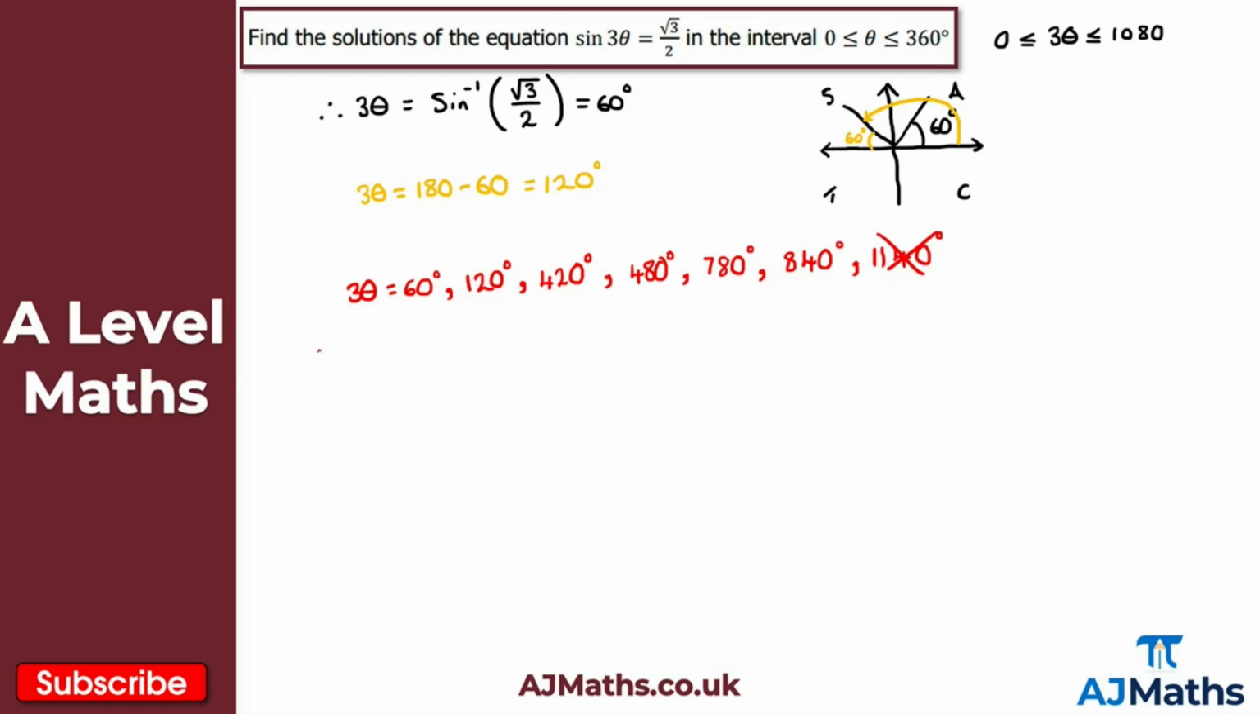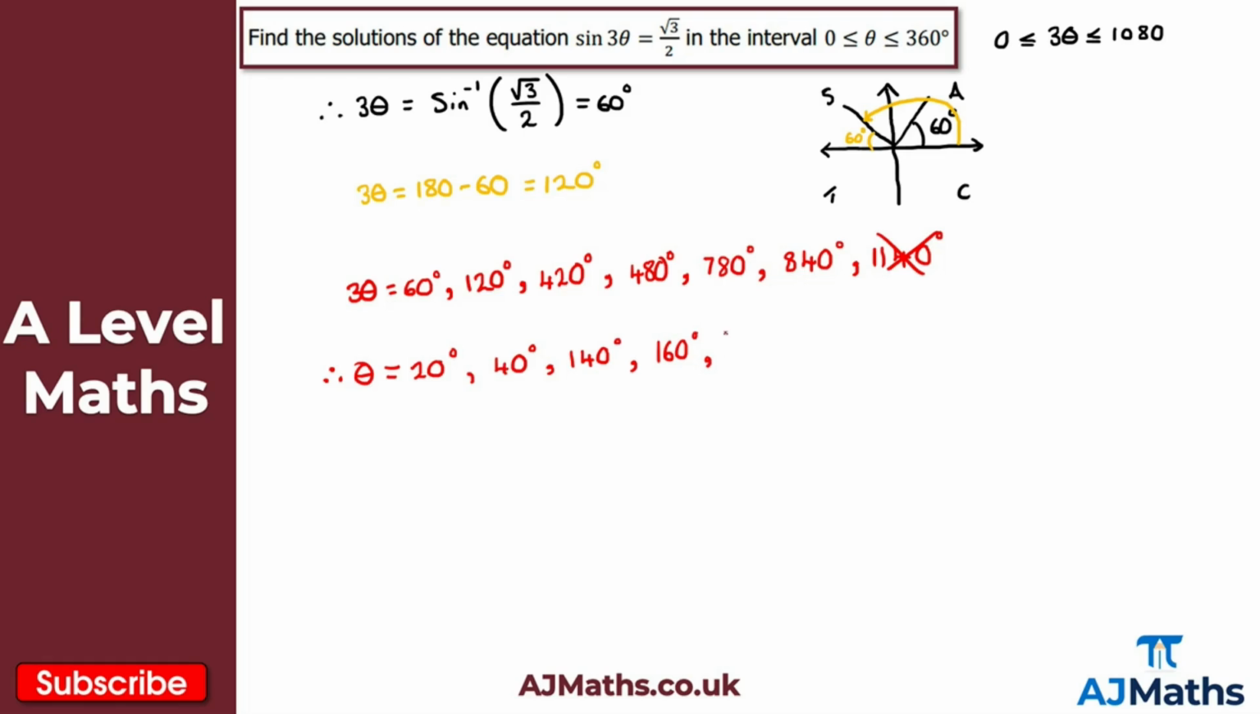And then from here, we're nearly done now. So this is for 3 theta, but remember, we're looking to solve here for theta. If we've got 3 theta, but we want theta, all I need to do now is divide all of these solutions here by 3. So therefore, for theta here, I'm going to get 60 divided by 3, so that's 20. We get 20 degrees there. We've then got 120, so divide that by 3, I get 40 degrees there. We've then got 420 degrees, divide that by 3, and I get 140 degrees. Then 480, divide that by 3, I get 160.